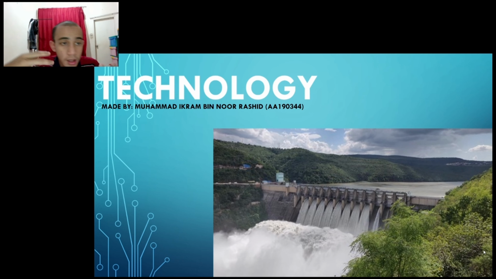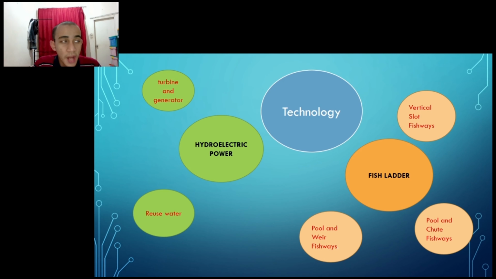So I will explain about technology in dams. When I researched the technology in dams, we found that we have 2 technologies: hydraulic power and fish ladder. This is the method that I'm going to explain.